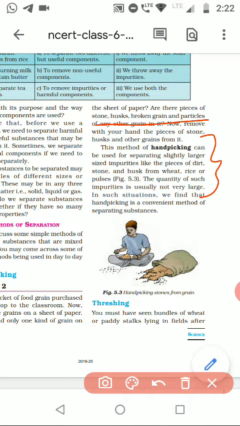Hand picking is a very easy method, and this method is done when the impurities are very few, easily visible, and can be easily picked up by the hands. So this method of hand picking is used for cleaning the grains. Mostly it is used for cleaning the grains.